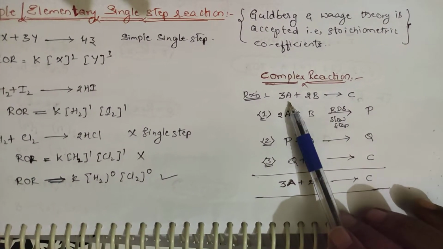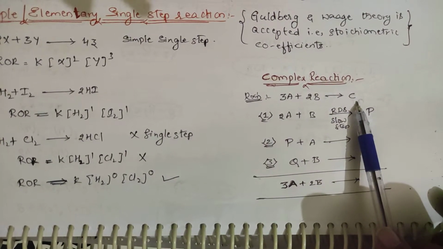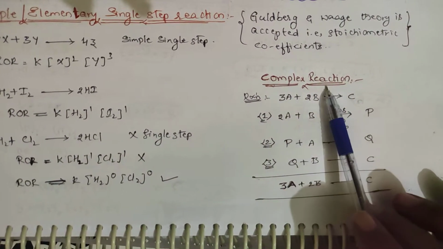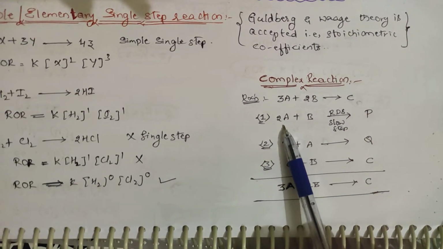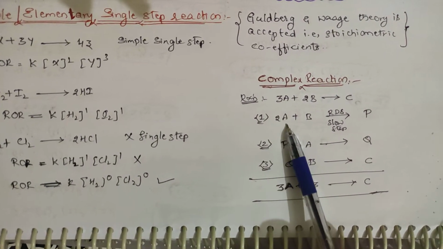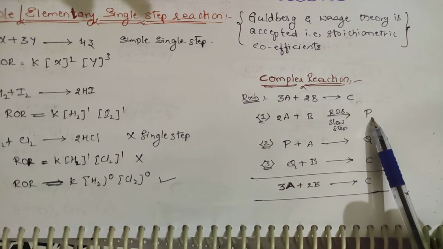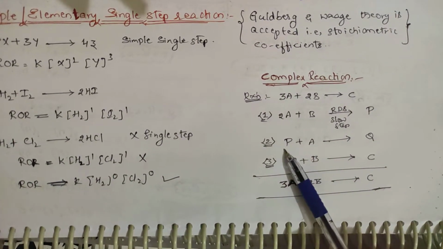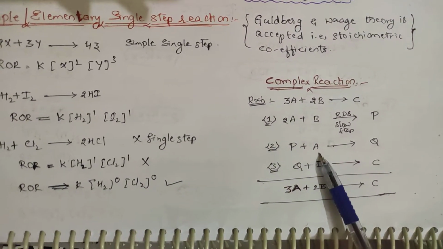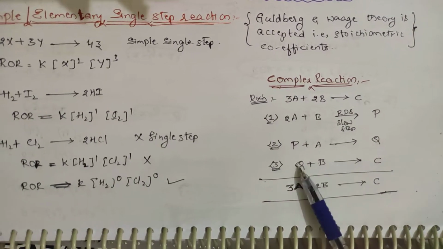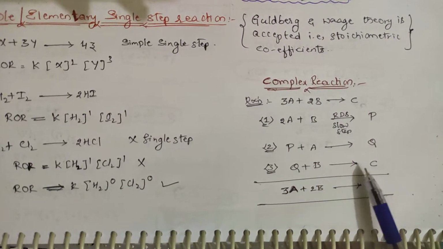It is a complex reaction: 3A plus 2B forms C. As I have already mentioned, in the first step 2 times A and 1 B react and form some product P. This product then mixes with the remaining A and forms Q. This Q takes one more B reactant and forms C.